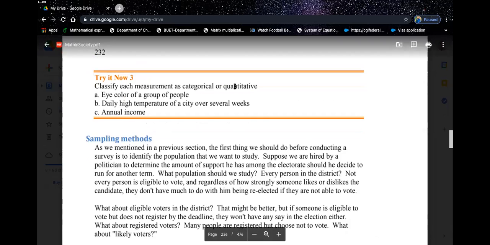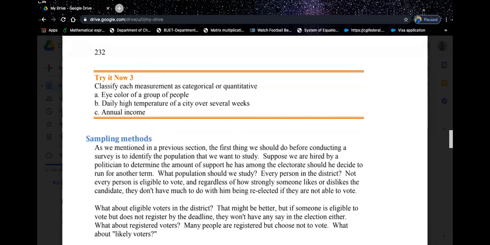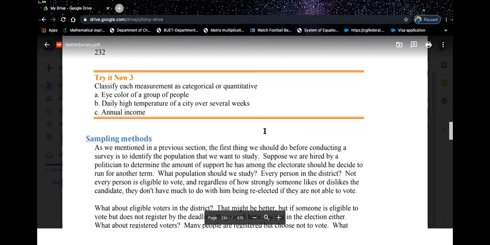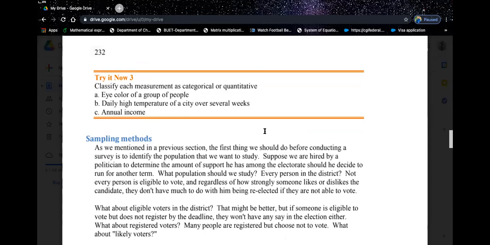All right, so definitely your next task will be Try It Now 3, before we meet on Friday, but you'll only have to do parts A and B. You just need to do part A and B from Try It Now 3, and C we will do now.